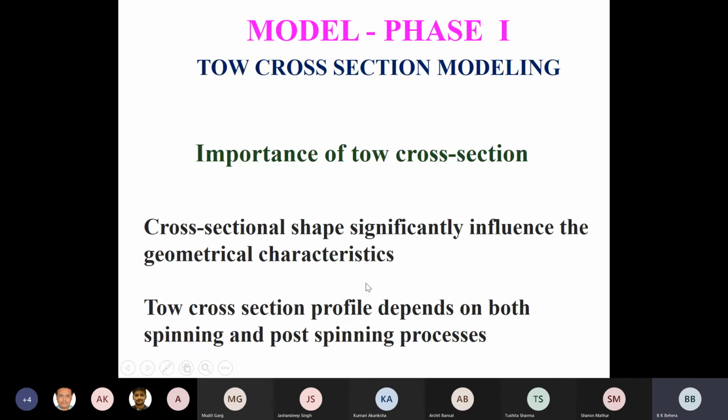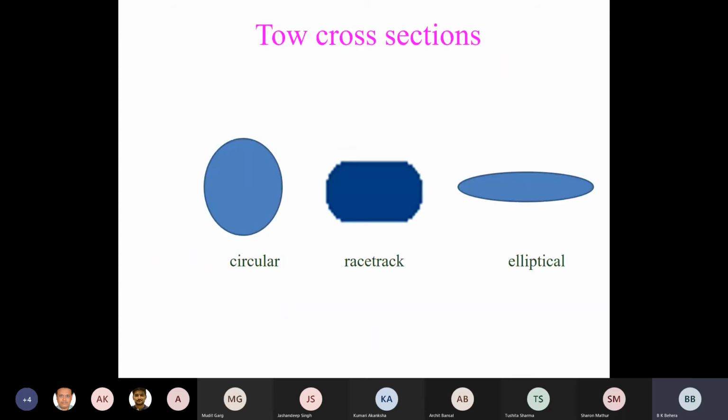First, we discussed cross-sectional shape. I already explained the importance of tau cross-section, because if the cross-sectional shape changes, the packing will change, as you know. For example, in spinning the yarn, if the cross-sections are circular or different, then the number of fibers in the cross-section will vary depending on their cross-sectional shape in the spinning. And the same here also in the fabric. Normally, we assume these are the three probable cross-sections of these yarns: circular, racetrack, elliptical.